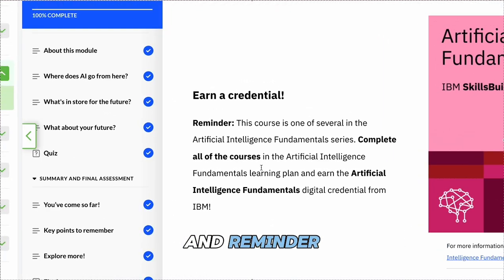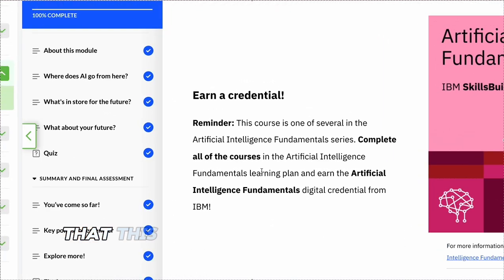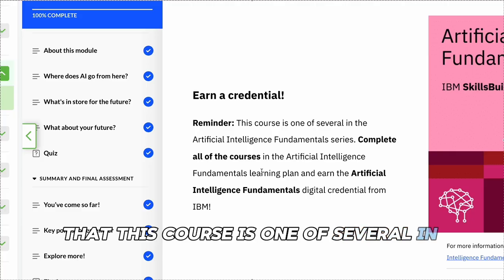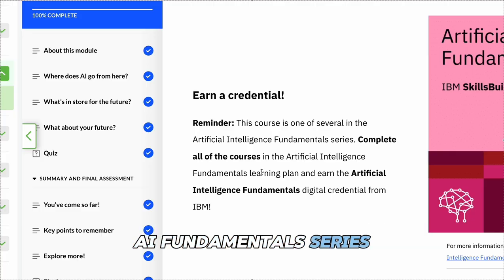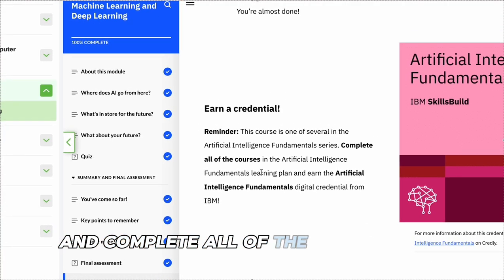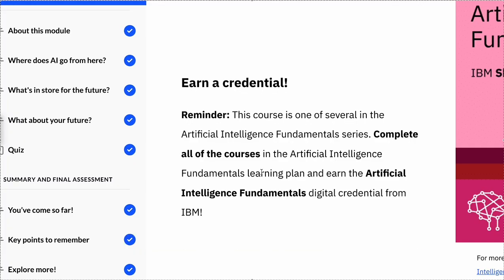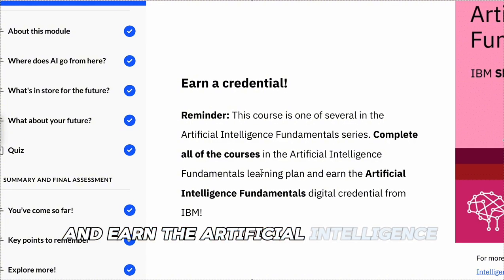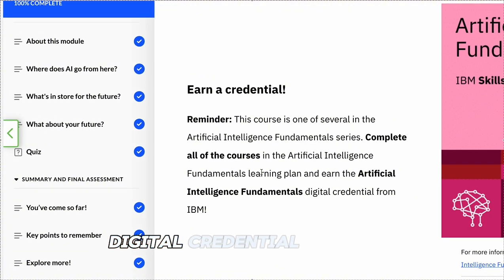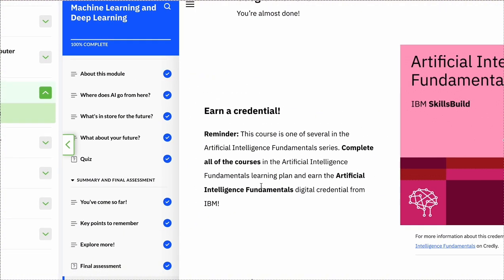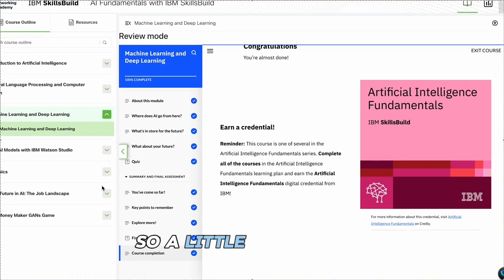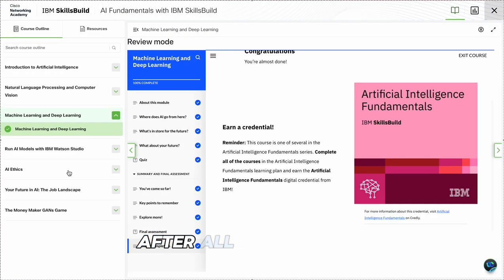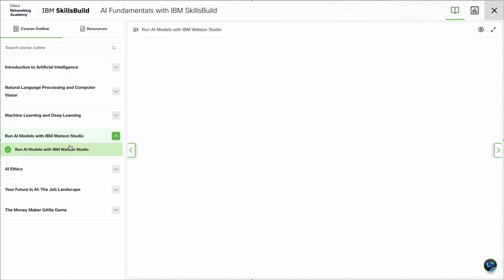A reminder that this course is one of several in the AI Fundamentals series, and if you complete all of the courses in the AI Fundamentals Learning Plan, you earn the Artificial Intelligence Fundamentals Digital Credential from IBM. So a little certificate after all the sections.